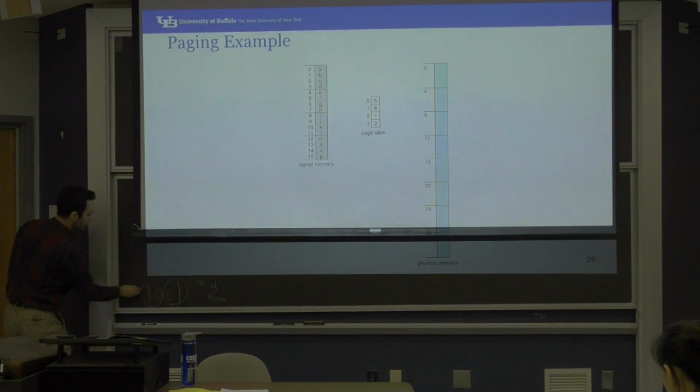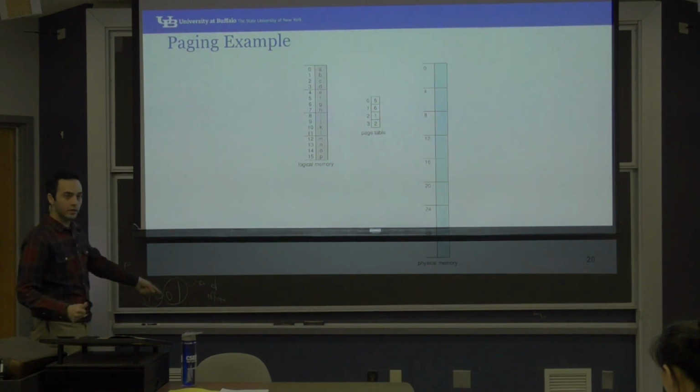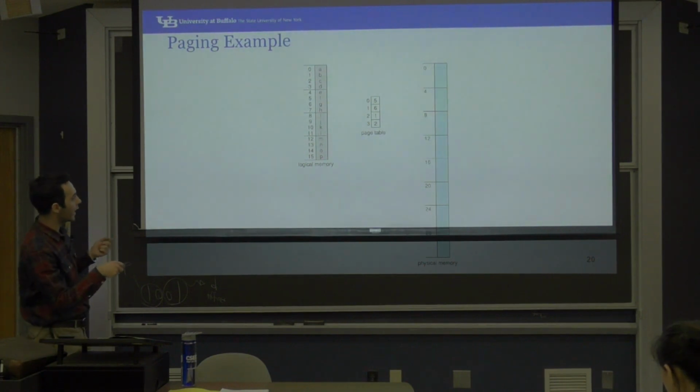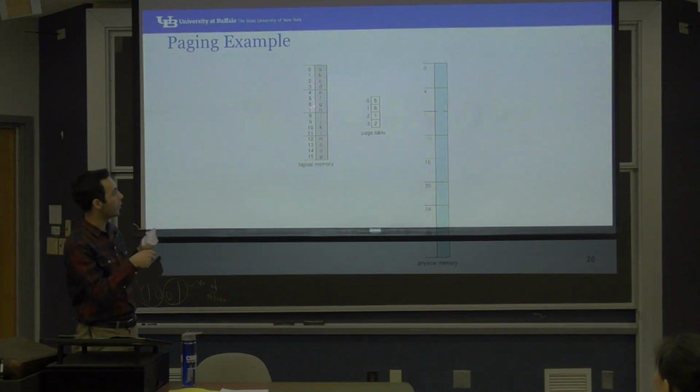Then the 10 is going to be P, or page number. 10 in binary is 2, so that means it's going to be on page number 2. We can also see it obviously, right? Page 0, page 1, and page 2.